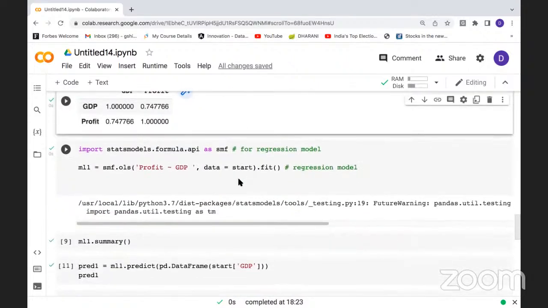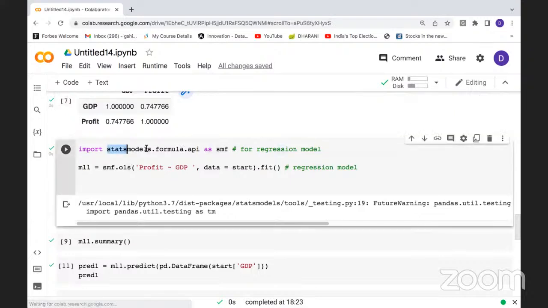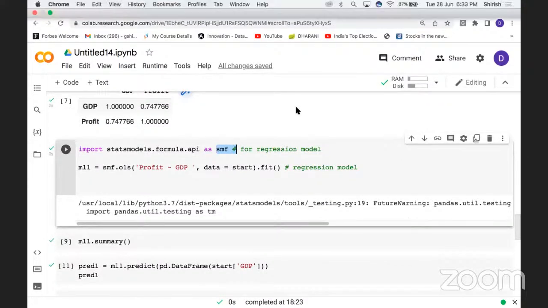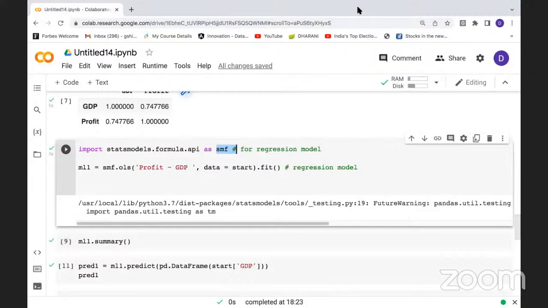Absolutely fine. Good. Okay. So to build this linear regression model here, we have to pull in statsmodel.formula.api as SMF, which is going to give me the OLS technique. Now, what is this OLS technique?